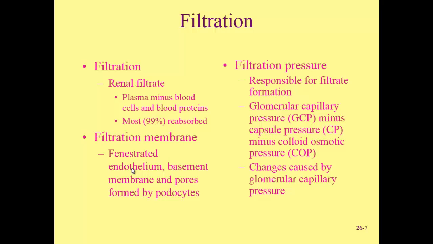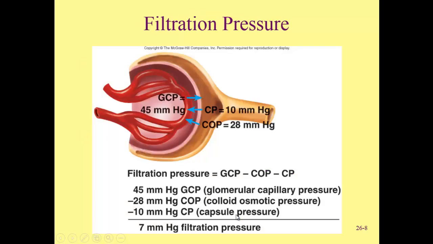We have different pressures. We studied capillary dynamics. So we have hydrostatic pressure in the glomerulus. And if we subtract the hydrostatic pressure in the Bowman's capsule and subtract off the pressure of the proteins in the capillary bed that would suck fluid back in, we get the net filtration pressure. So the hydrostatic pressure of the glomerulus is 45 millimeters mercury.